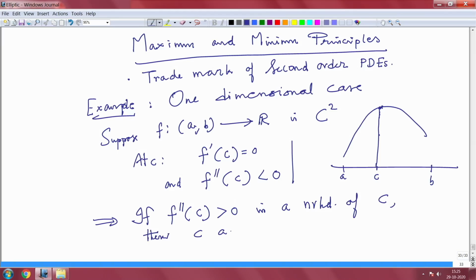then C cannot be a maximum. This is one of the motivations which you get. So whenever you find that f double prime of C is positive in some region in the neighborhood of C, then you can say that the function cannot have a maximum at that point. In general elliptic operators, this f double prime, as I said, is a trademark of second order. This is replaced by second order operators.